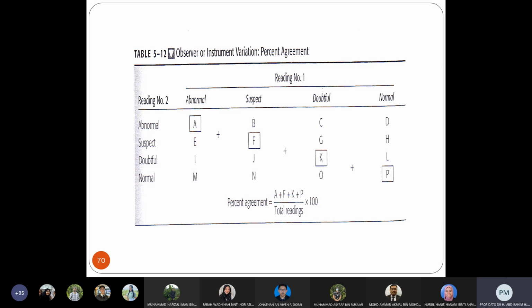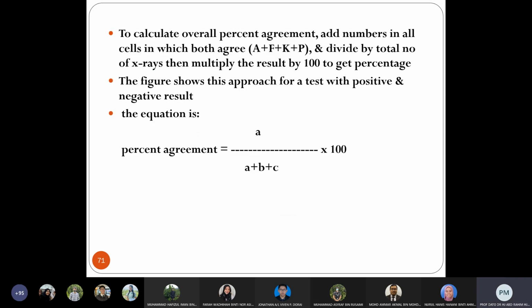You have got A, B, C, D until P, and those who are in agreement are actually abnormal. Both agree. Reader one and reader two agree. A. F is suspect. Both agree. K doubtful. Both agree. And P. So percent agreement is the total of A plus F plus K plus P, the total agreement, divided by the total number of slides or X-rays, including the other numbers. Only these four groups are in agreement. So this is how the training has been conducted in our institution currently.